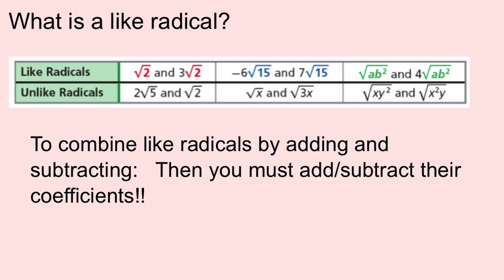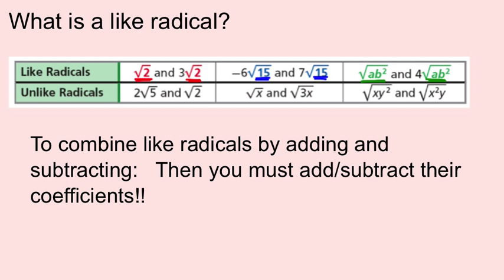Alright, so here are just a few more pictures of the like radicals and the non-like radicals. I'd say you don't need to write this slide down, I just want to talk through it with you. The reason why this is a like radical is because it has the square root of 2 and a square root of 2. This one is a like radical, the square root of 15 and the square root of 15, exactly alike. And then this last one has an AB squared and an AB squared.